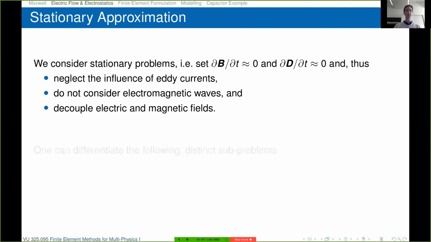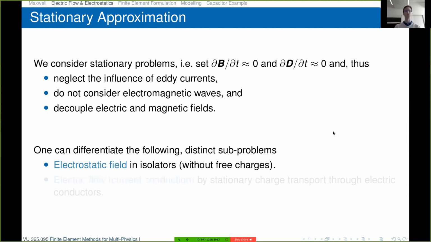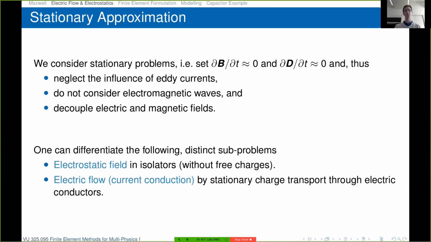And we can then differentiate the following sub-problems. First is the electrostatic field in isolators without free charges. And the second sub-problem is electric flow, so current conduction by stationary charge transport through electric conductors. And both problems we'll now look at a bit more in detail.